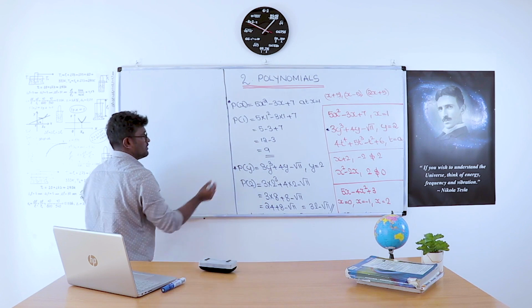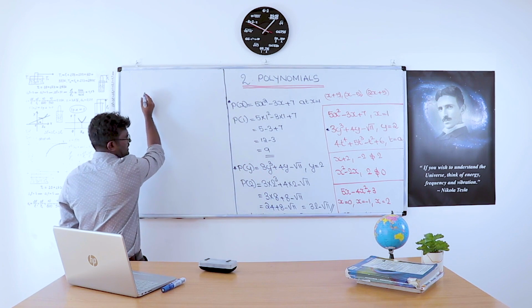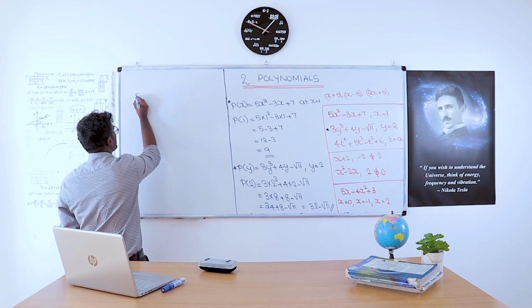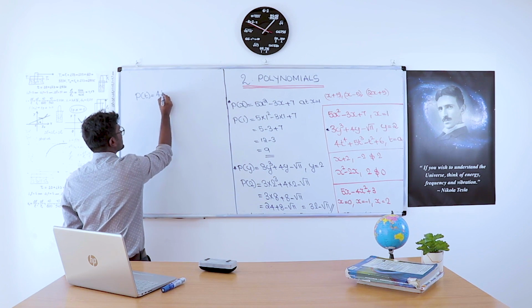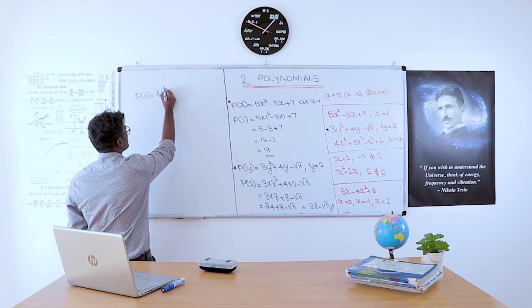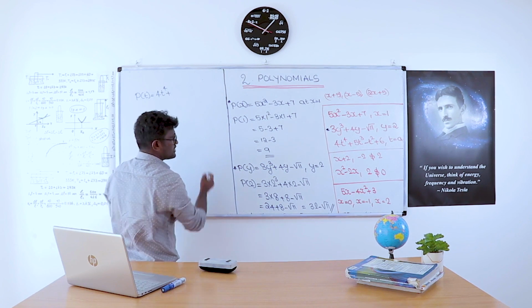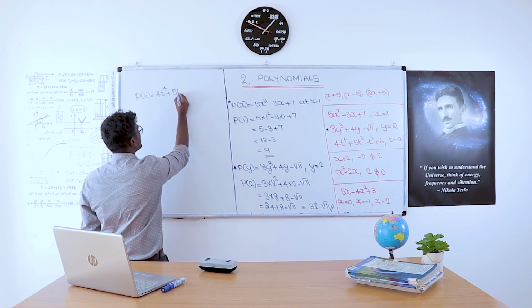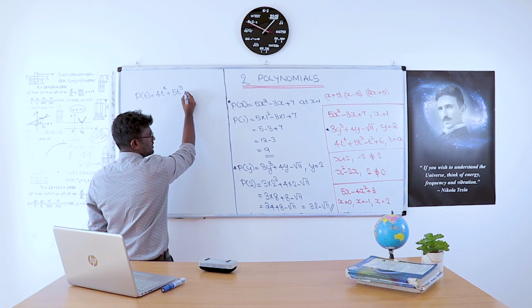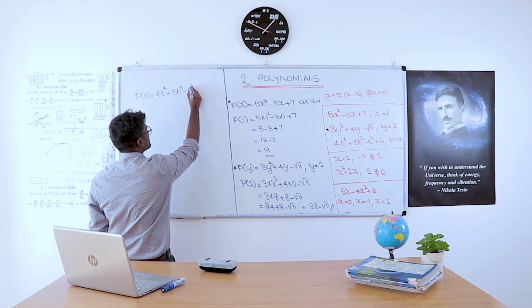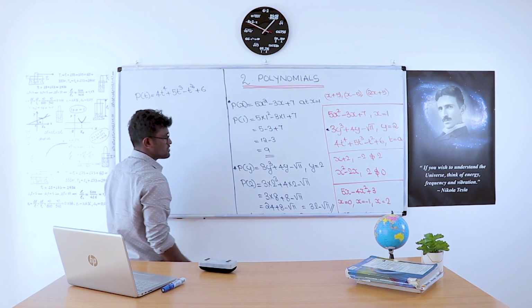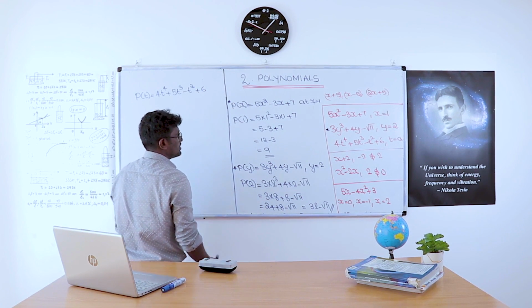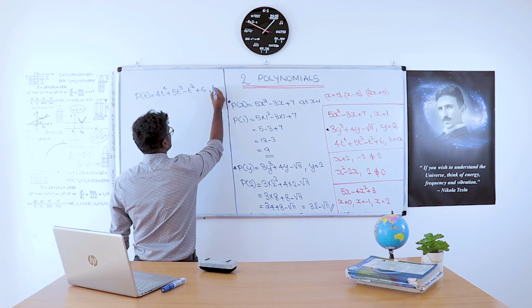So how will you find the value? The third problem is P of t equal to 4t raised to 4 plus 5t cube minus t square plus 6, and t is equal to a.